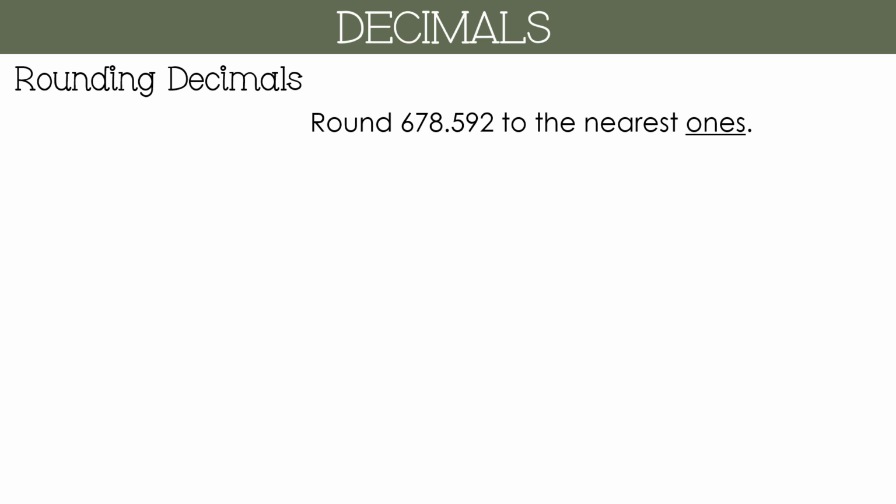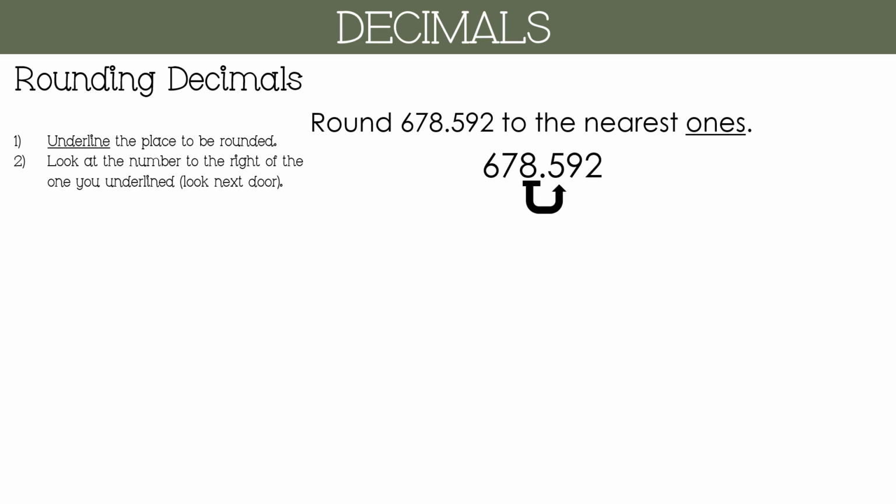Okay, let's see how you did. Well, the first thing we have to do is underline the place that we're rounding. In this case, it's the ones place. We're going to look to the number next door. Now don't worry that there's a decimal between it. We still look at that number.